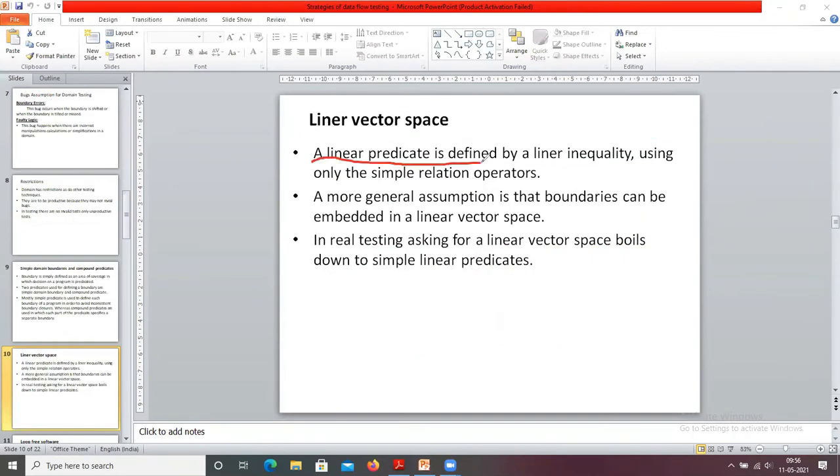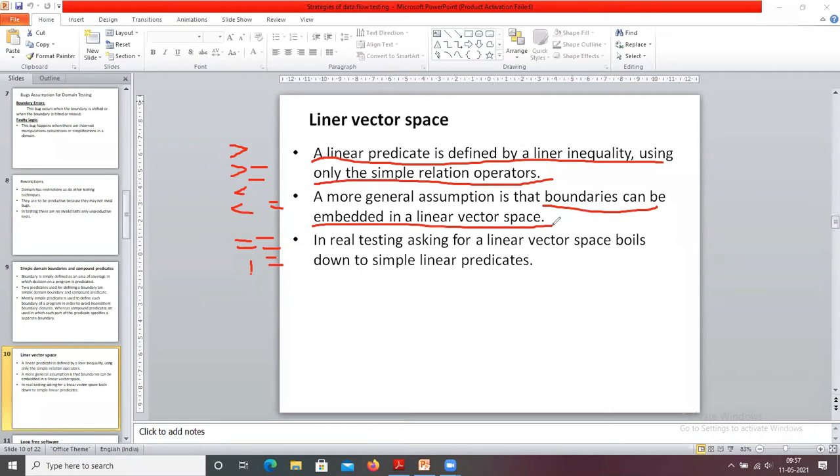A linear predicate is defined by a linear inequality using only the simple relational operators. I hope you all know the relational operators: less than, greater than or equal to, less than or equal to, and not equal to. A more general assumption is that the boundaries can be embedded in a linear vector space. In real testing, asking for a linear vector space boils down to simple linear predicates.